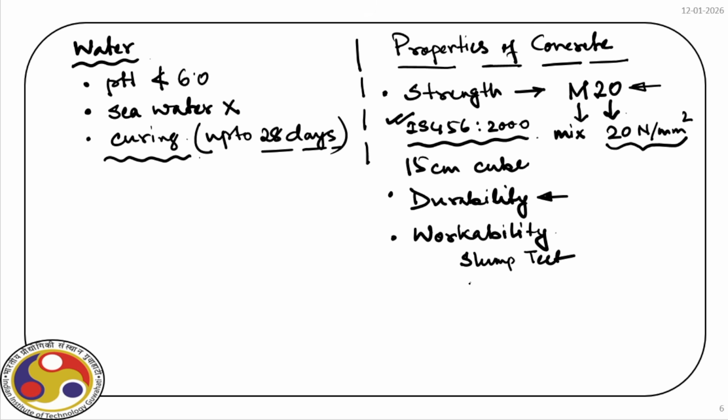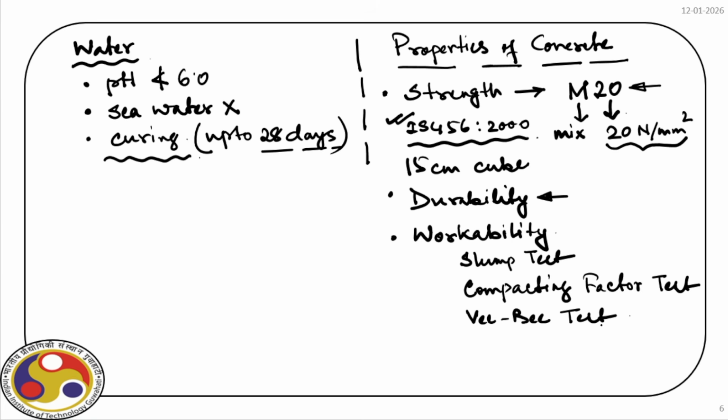Then we have the compacting factor test, then the VB test, and then the vibro workability test. Out of those, the slump test is commonly used in every construction site.